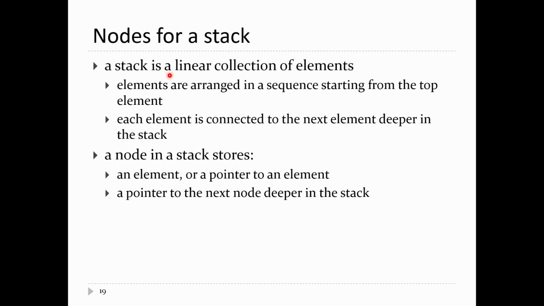A stack is just a linear collection of items. The elements are arranged in some sequence, starting from the top element down to the bottom element. Every element is only connected to the next element that's deeper in the stack. So there's something on either side of each element. That's why we call it a linear data structure. To implement a node for a stack, I need to be able to store the element, and then I need one pointer inside the node that points to the next node that's deeper in the stack.